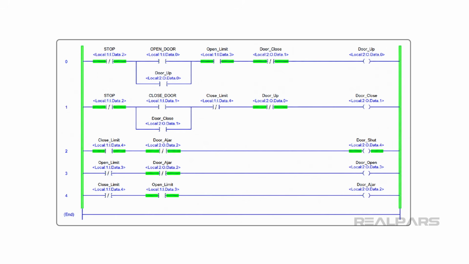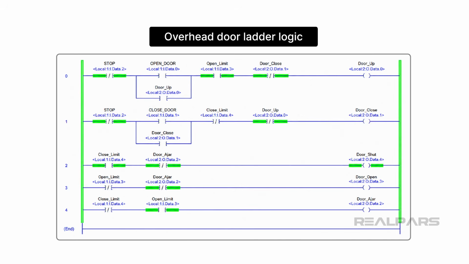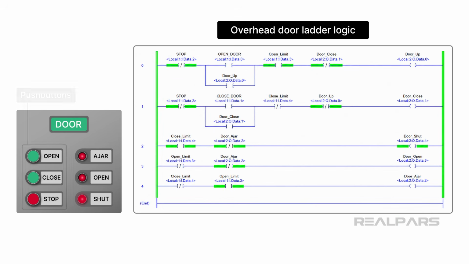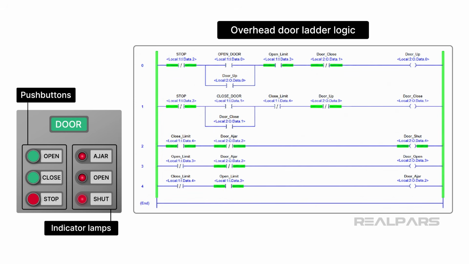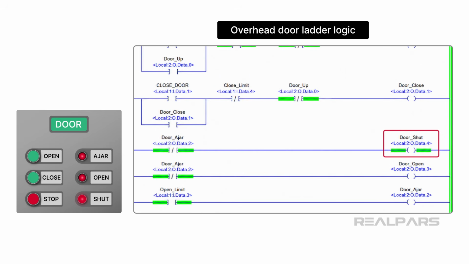Based on what we've talked about in this video, let's analyze the ladder logic for an overhead door. The control console has 3 push buttons and 3 indicator lamps. The door shut output instruction is true, therefore the shut light should be on, and it is. The door ajar output instruction is false, therefore the ajar light should be off, and it is.